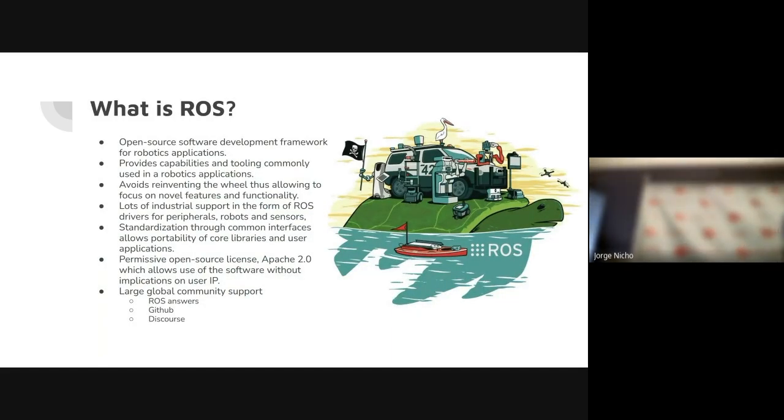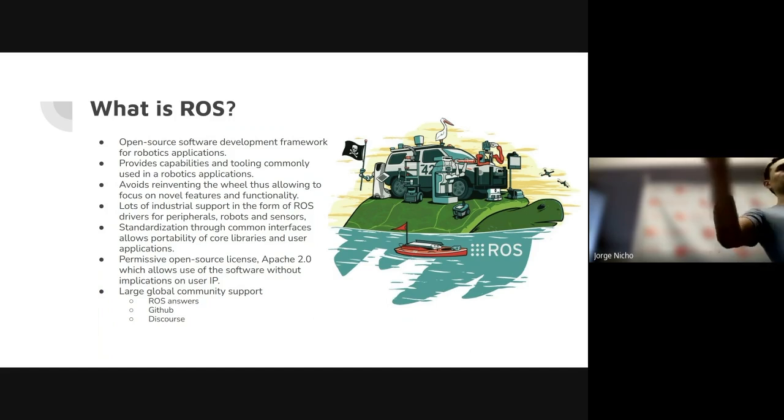So what is ROS? As I said before, it's a framework for developing robotics applications. It does that by basically providing capabilities and tooling used in robotics applications, right? So in any robotics application, or at least most of them, you're going to have maybe some perception capability, potentially some motion planning capabilities and collision avoidance, maybe even some simulation. So you don't want to have to rewrite those things when those have already been invented, right?